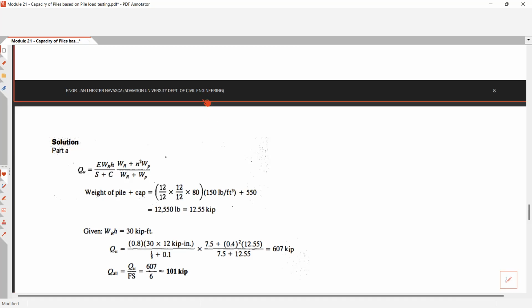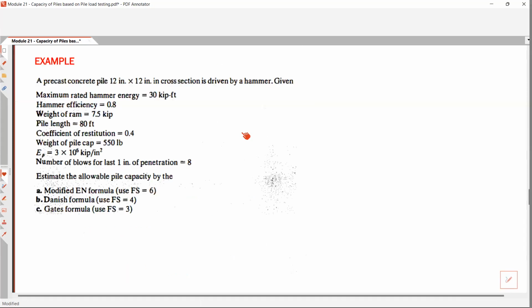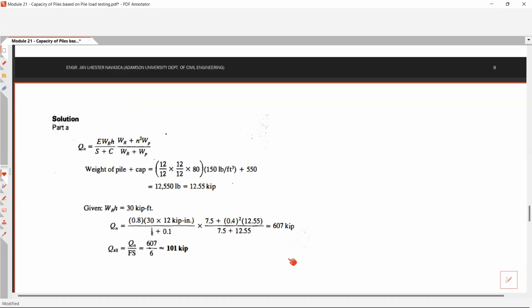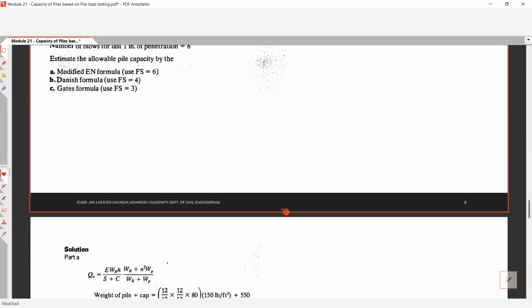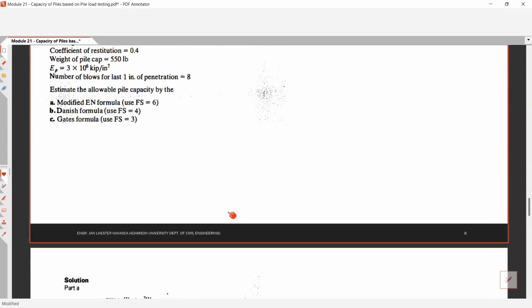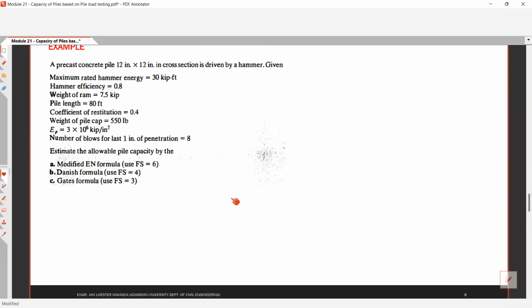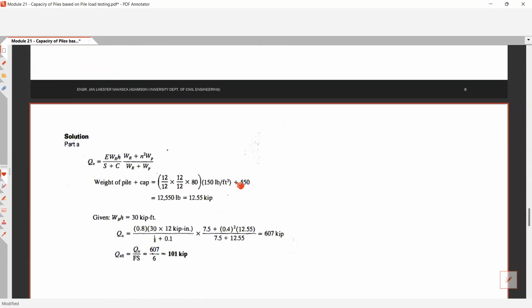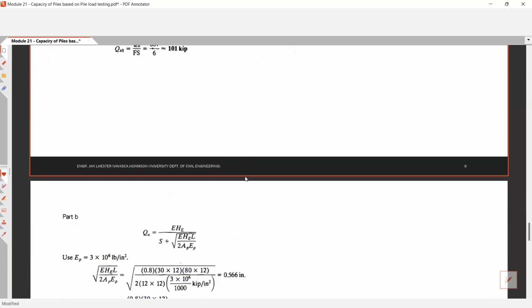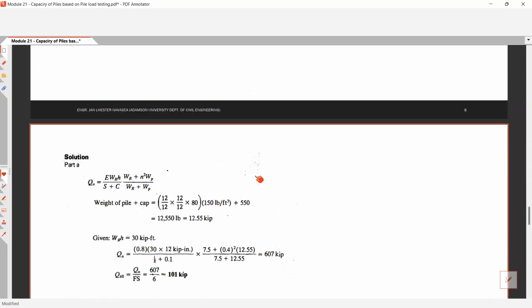Yung S natin is 1/8. Okay, so S natin is 1/8, because we have 1 inch of penetration in 8 blows. So ano yung average niya? Average na kung yung 8 na blows ay nakakuha ka ng 1 inch. So therefore, yung average per blow is 1/8 inch per blow.